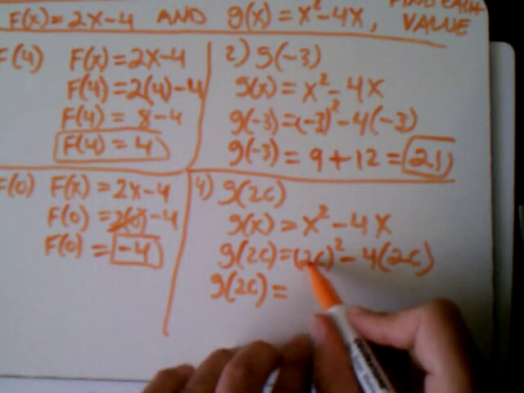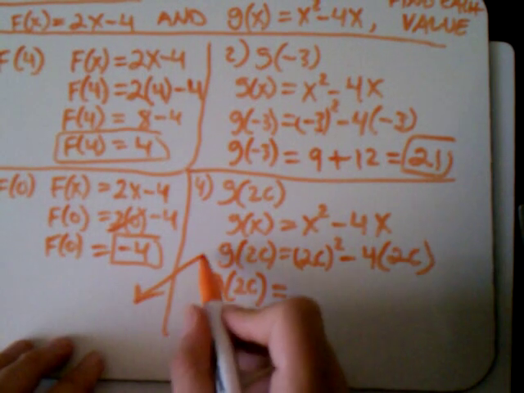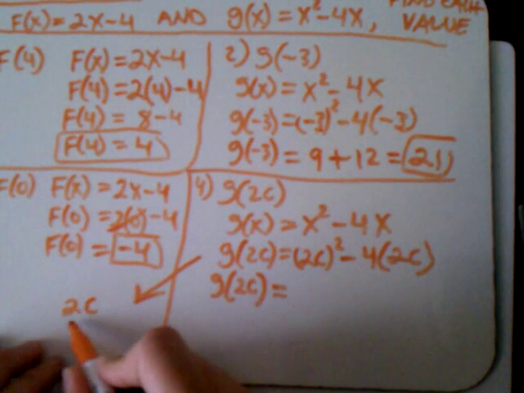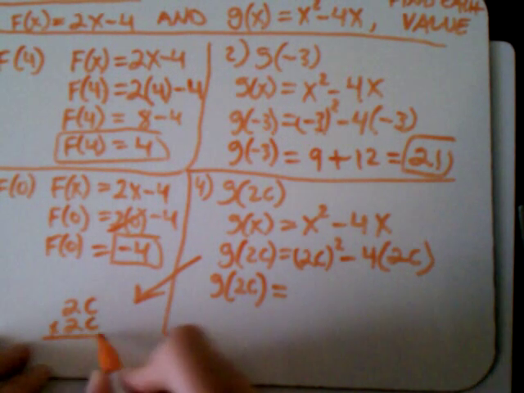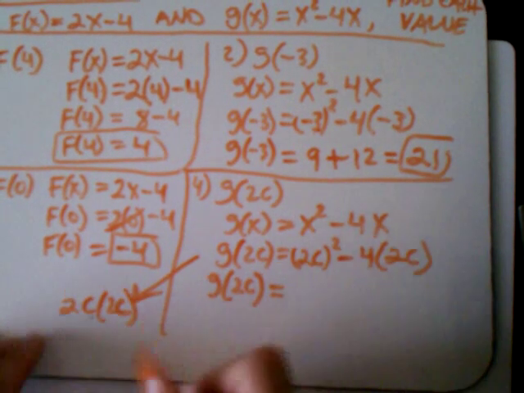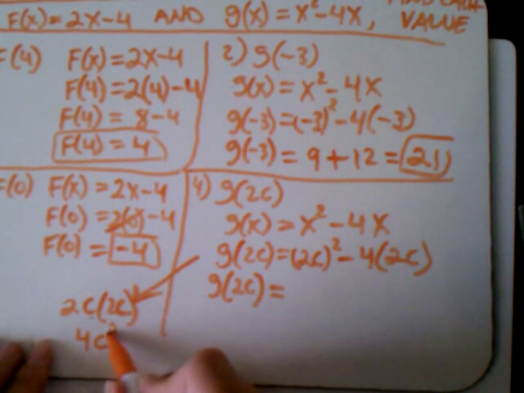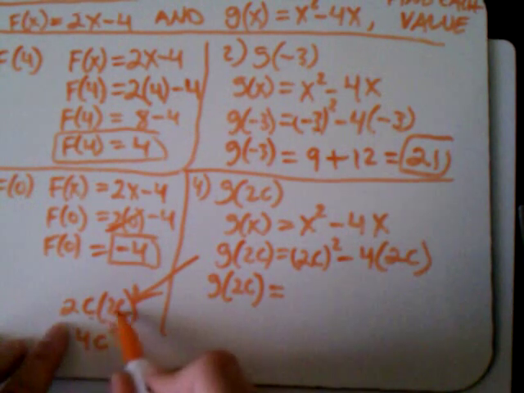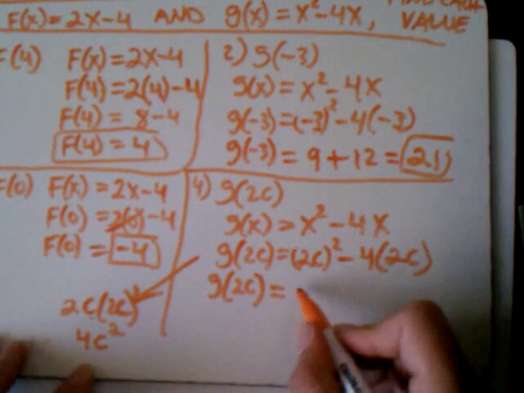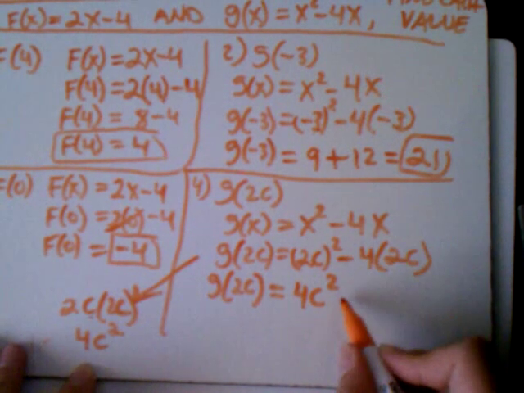Now, when you do 2c squared, this means that you're going to, let me do it here, okay? 2c squared means 2c times 2c, okay? 2 times 2 is 4, and then c times c is c squared, okay? So 2c times 2c is 4c squared. So 2c squared, we did it here, 4c squared.